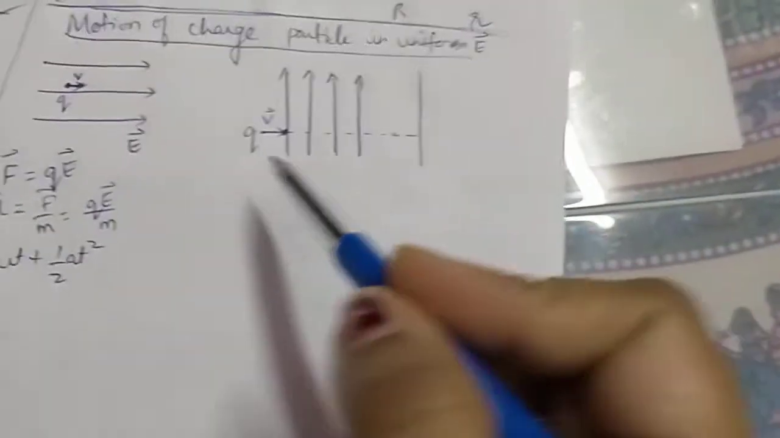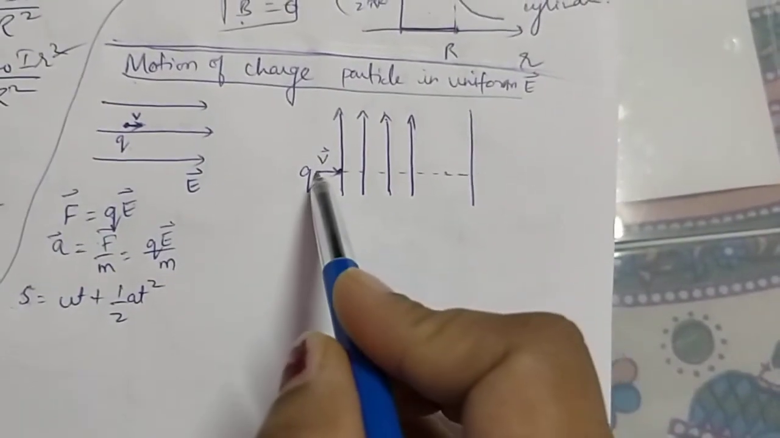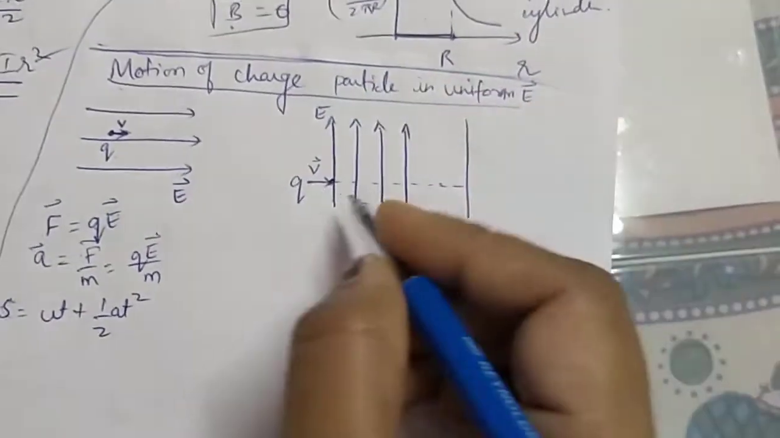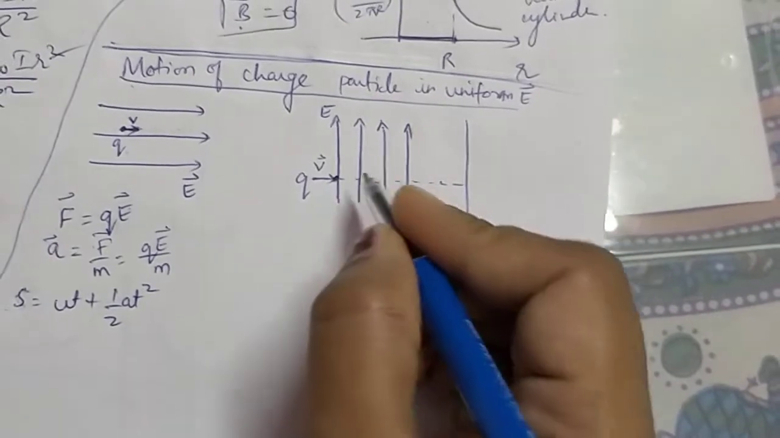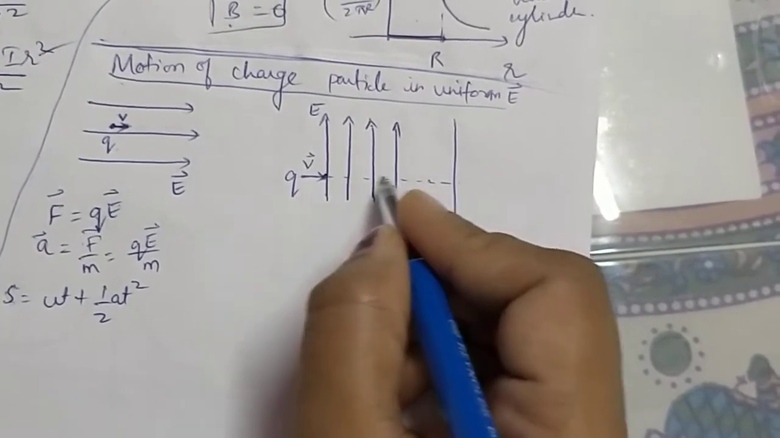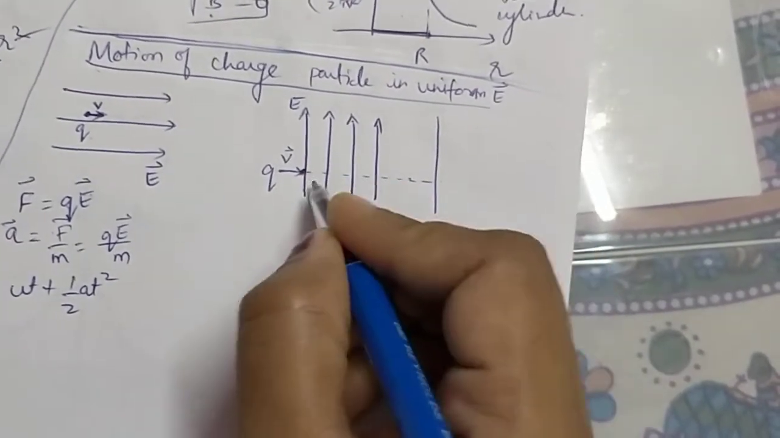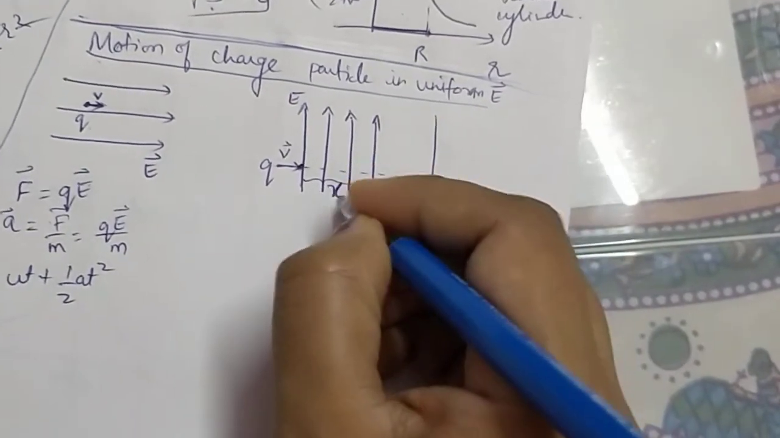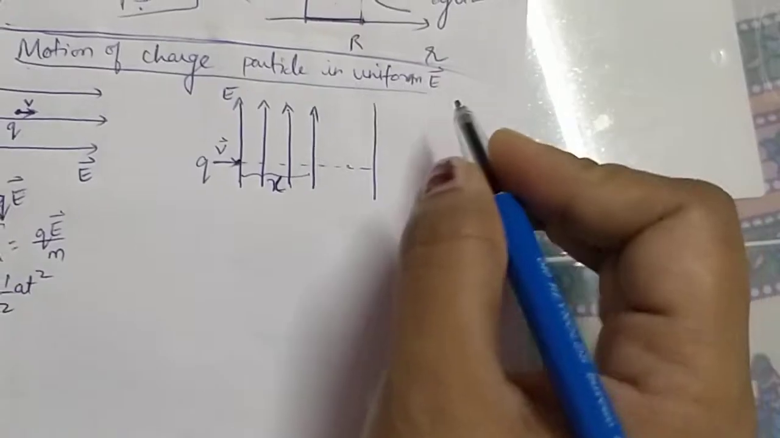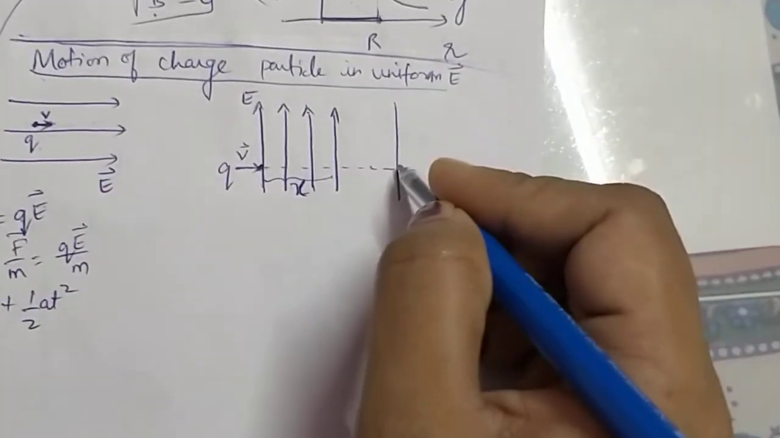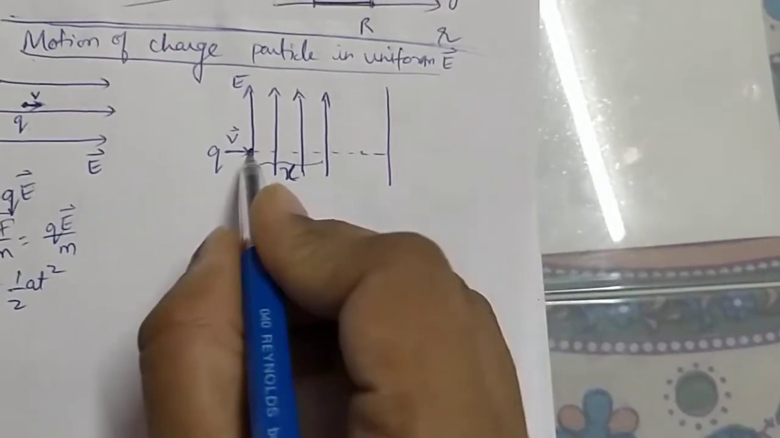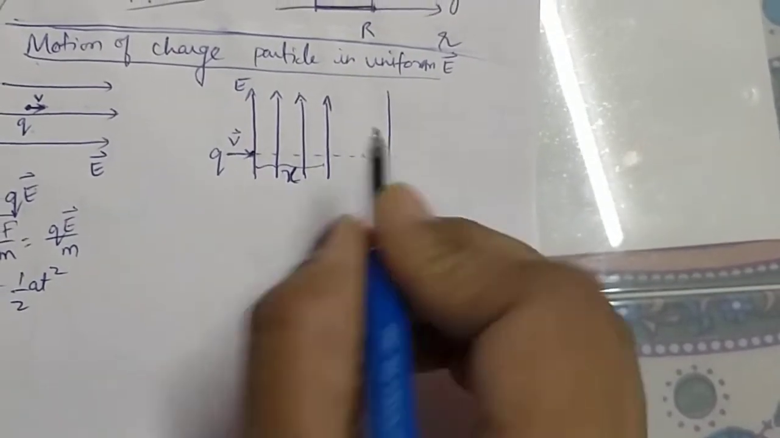Now suppose the particle is not moving in the direction of the electric field but perpendicular to the electric field. This is the direction of electric field, the charged particle is moving in this direction, and the field starts from here to here. Let this be the x-axis. So this is the distance traveled in the electric field region. What will happen when it comes out here, where this electric field region ends? Will it come out from here? No, it will not come out from here.